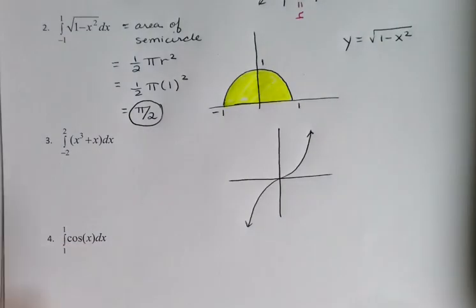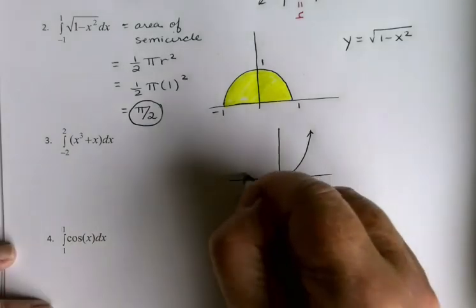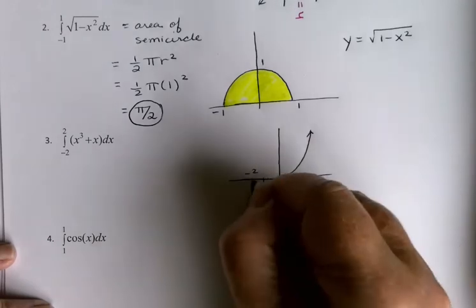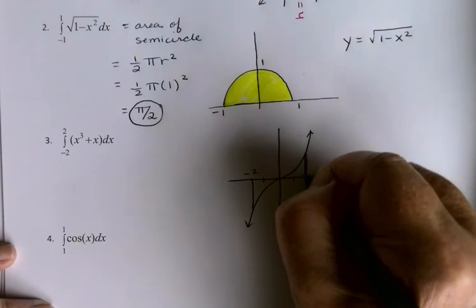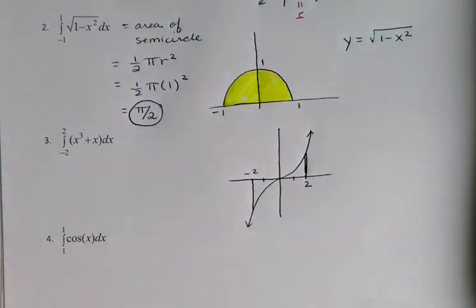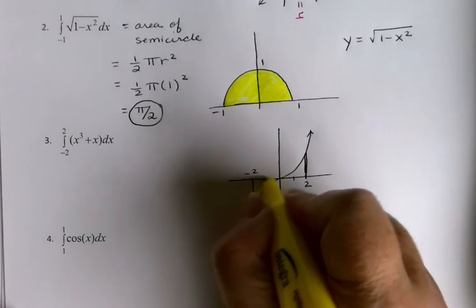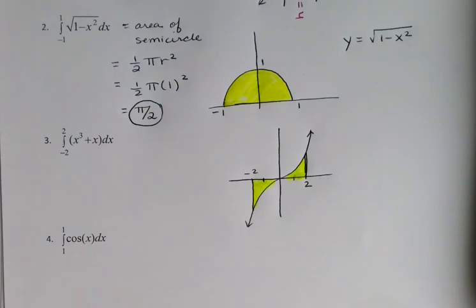Basically, the graph looked like that, right? Now I'm integrating from -2 to 2. So what I really am looking at is this area here and that area. This is the saving grace, right?